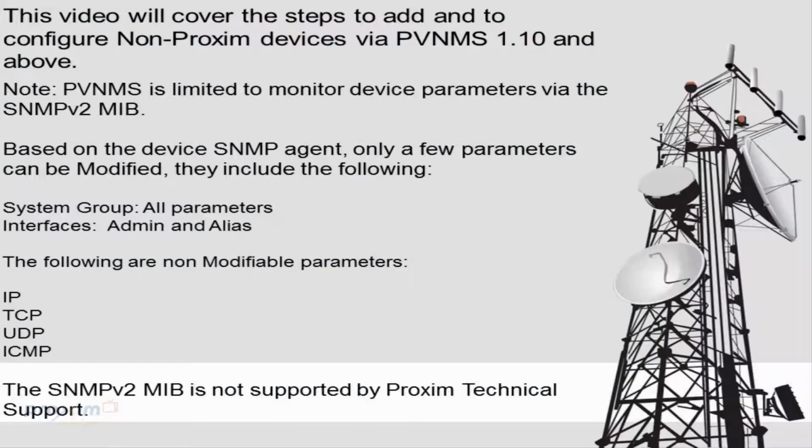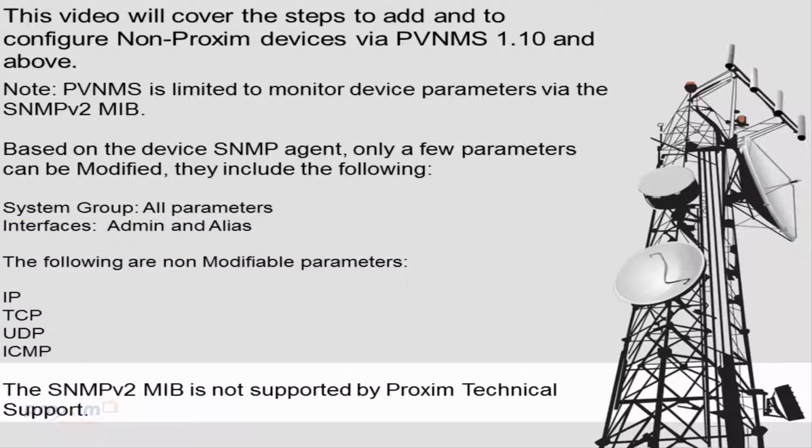This video will cover the steps to add and configure non-Proxim devices via PVNMS 1.0 and above. Note, PVNMS is limited to monitoring device parameters via the SNMP v2 MIB only. Based on the SNMP agent itself, only a few parameters can be modified. They include the system group, which is all of the parameters, and the interface group, which is the admin and the alias. We're going to cover all of these.